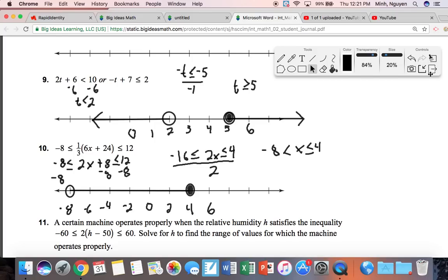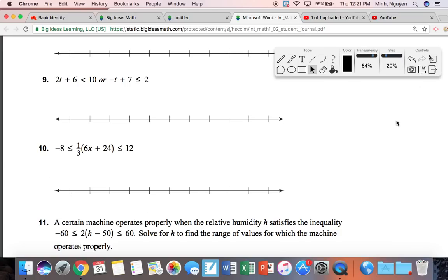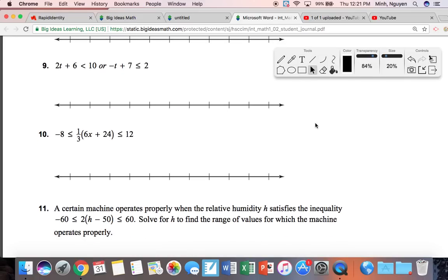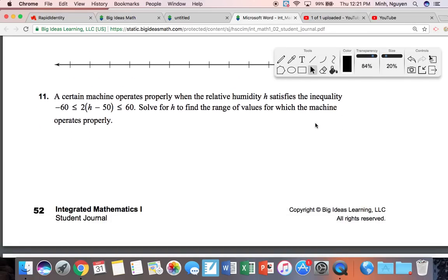If you do it on one side, you got to do it on the other side. You got to do it on all other sides. And if you divide by a negative or multiply by a negative, every symbol must be swapped.